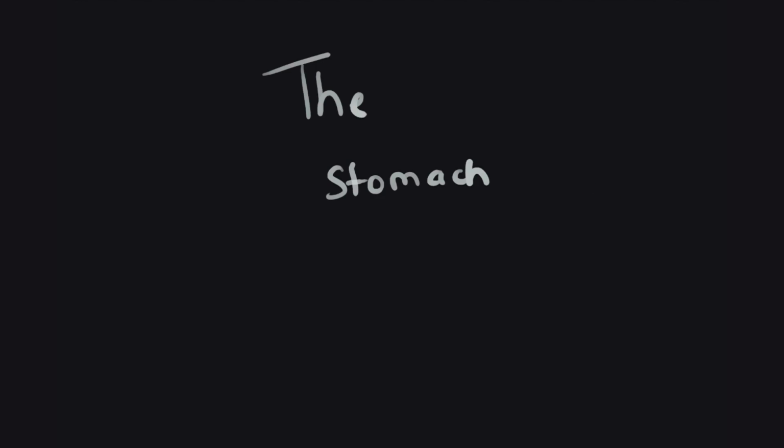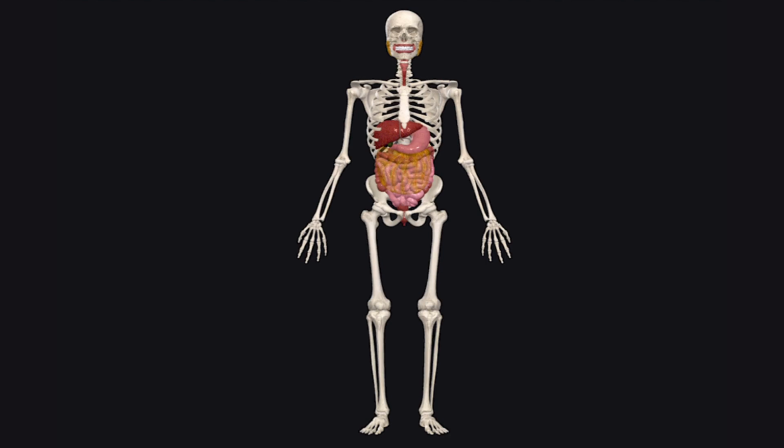So let us look at the stomach. In order to understand the stomach, it's important to know the location of the stomach. If you look at the skeleton right here, you can see that the viscera of the abdomen is divided into locations. Their locations are divided on the basis of imaginary lines.